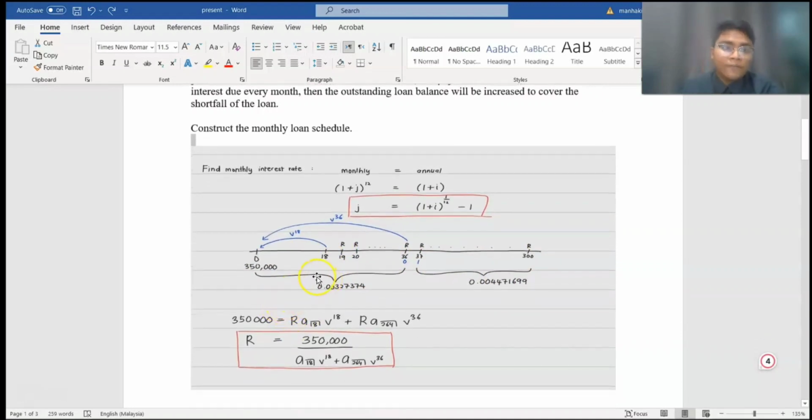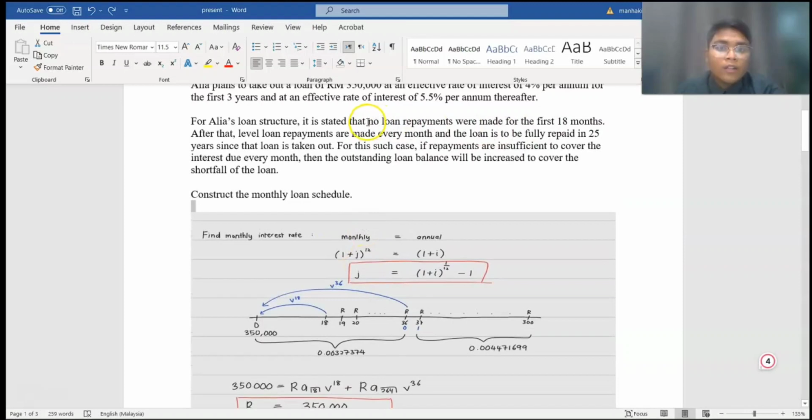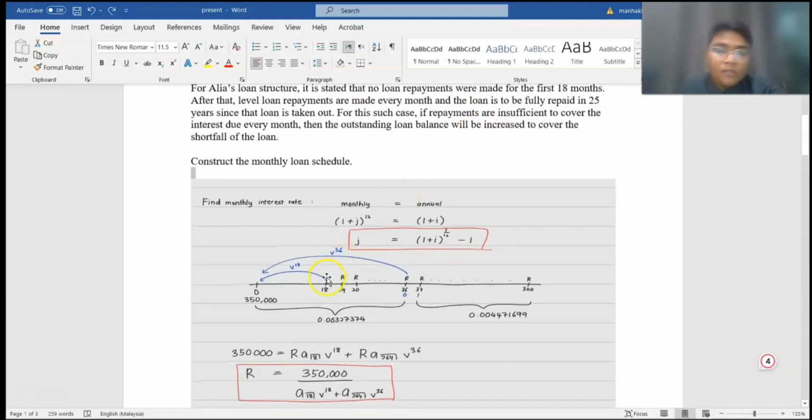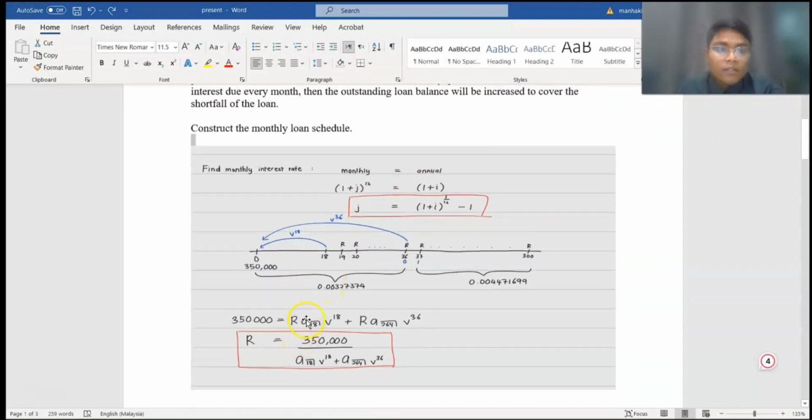I just apply the formula for the PV of the loan. So 350,000 is equal to R a angle 18, because the first 36 months is equivalent to 3 years, and there were no loan repayment made for the first 18 months. So 36 minus 18, we get 18 payments. v^18, which is deferred, we just discount to time 0, plus R a angle 264 v^36.